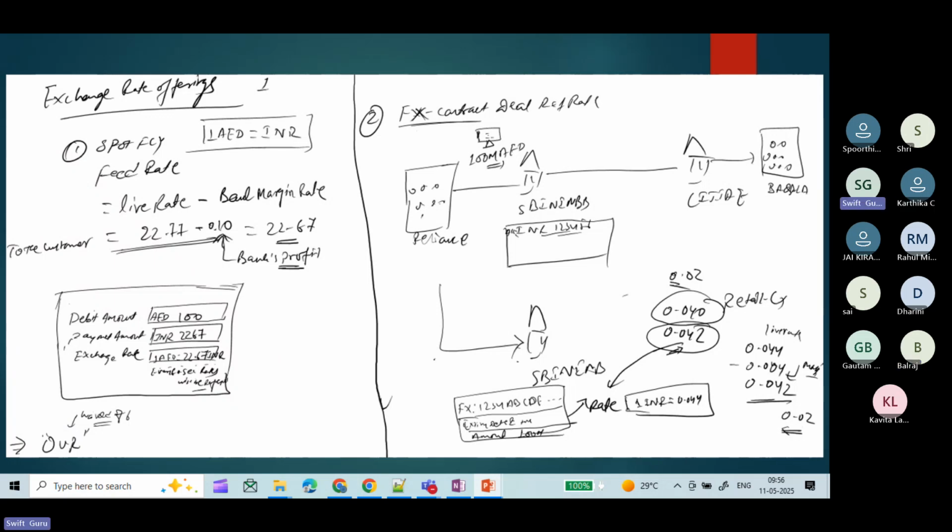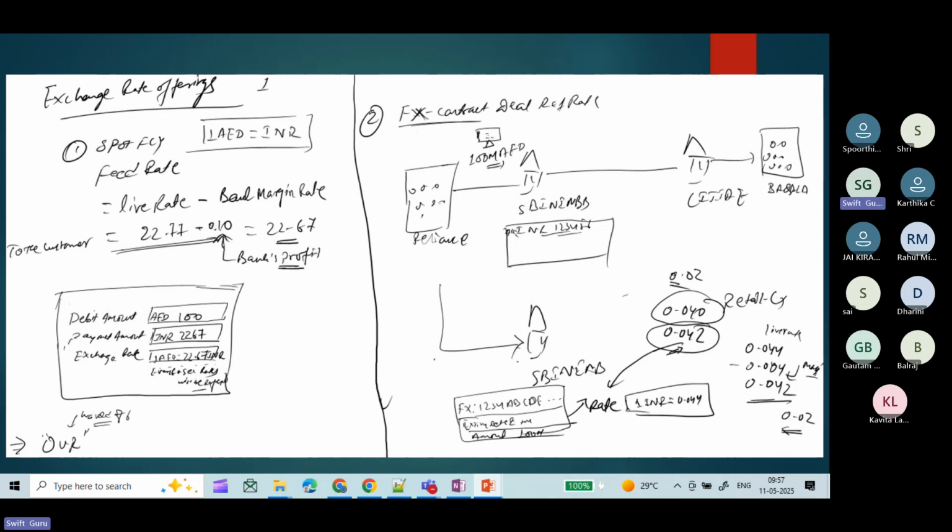All right guys, any other questions? Yes, I have one. It could be very basic, but I just want to understand. When we see the feed rate on the screen, we say it is live rate minus bank's margin rate. The live rate was 7.77. When we added the bank's profit, the amount for the change went to 22.67. So how do we say this is the point 10, that bank's profit we get into charges, or how do we do that?